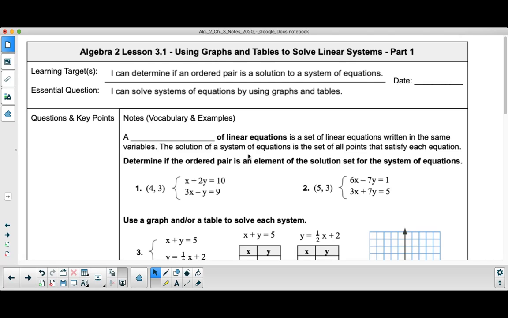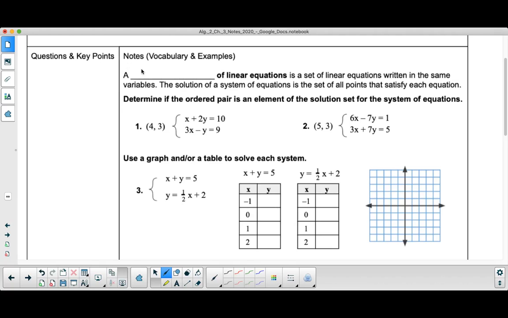This is lesson 3.1, using graphs and tables to solve linear systems. We are going to determine if an ordered pair is a solution to a system of equations and solve systems of equations by using graphs and tables. All right, so our topic is systems of linear equations. A system of linear equations is written in the same variables. The solution of a system of equations is the set of all points that satisfy each equation.